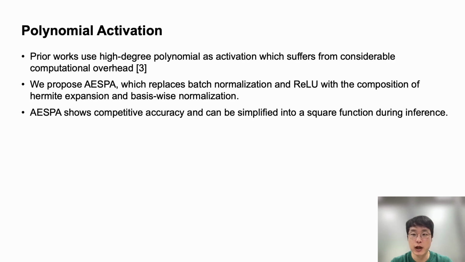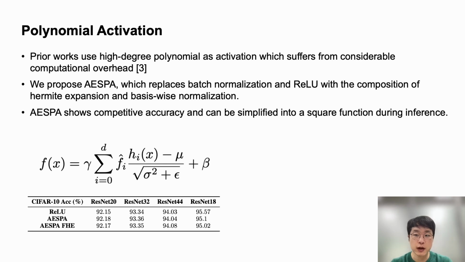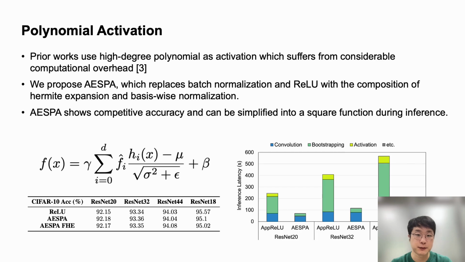Next, I introduce our new activation normalization method called ASPA. Previous works have used high-degree polynomials as activation functions, but they suffer from high computational overhead. ASPA replaces batch normalization and ReLU with the composition of Helmholtz expansion and basis-wise normalization. Our experiments show that ASPA achieves comparable accuracy to ReLU and can be simplified to a scalar function during inference.